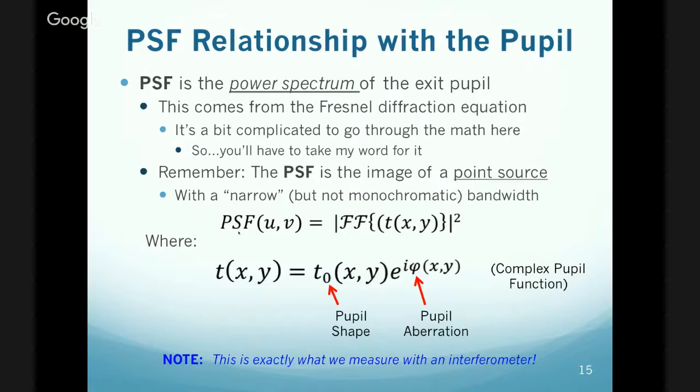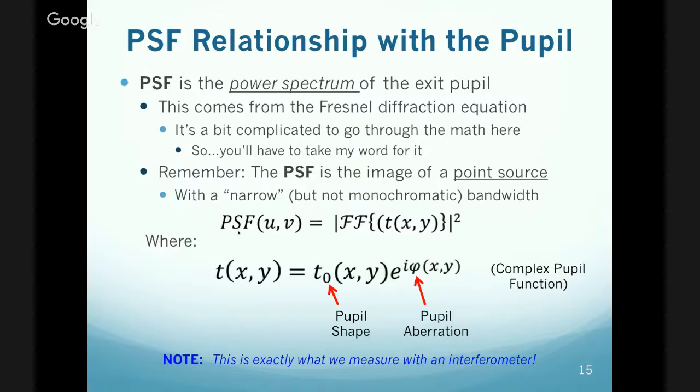And again, it's too complicated to go through the math here. I mean, we'd spend pages and pages, and you wouldn't get much out of it. But just take my word for it, that the PSF is the image of the point source, and with a narrow bandwidth, this first equation, the PSF, says it's the square of the absolute value of the two-dimensional Fourier transform of t of x,y, which is just the pupil function. The pupil function, the next equation, is just the pupil shape, t0 of x,y, times the pupil aberration, which is a complex value.